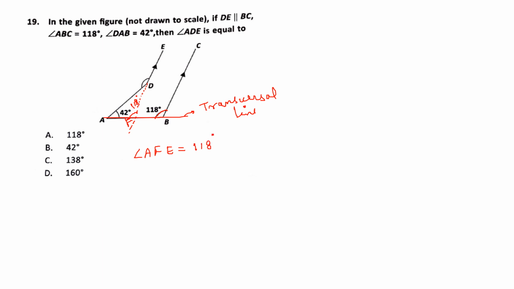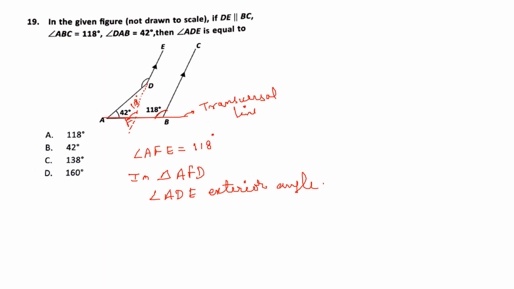Now I am going to take the triangle AFD. In triangle AFD, my angle ADE will become the exterior angle of the triangle, isn't it? Angle ADE is the exterior angle. And we have the exterior angle property, right? Exterior angle is equal to the sum of the interior opposite angles.